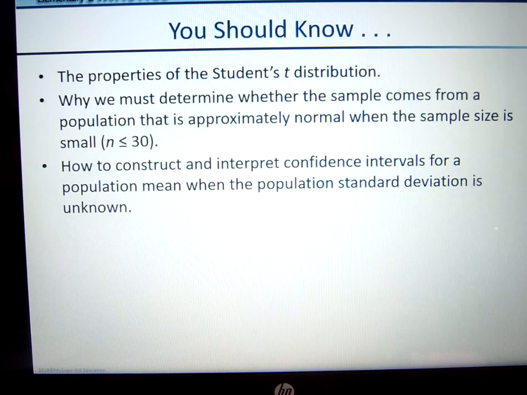So this was a pretty quick lesson. From the properties, you should know how to use the student's T distribution, how to determine whether a sample comes from a population that's approximately normal or when the sample size is small, which is less than or equal to 30. And then finally, how to construct and interpret confidence intervals for a population mean when the population standard deviation is unknown. So that is all for this section, and I will see you for 8.3.